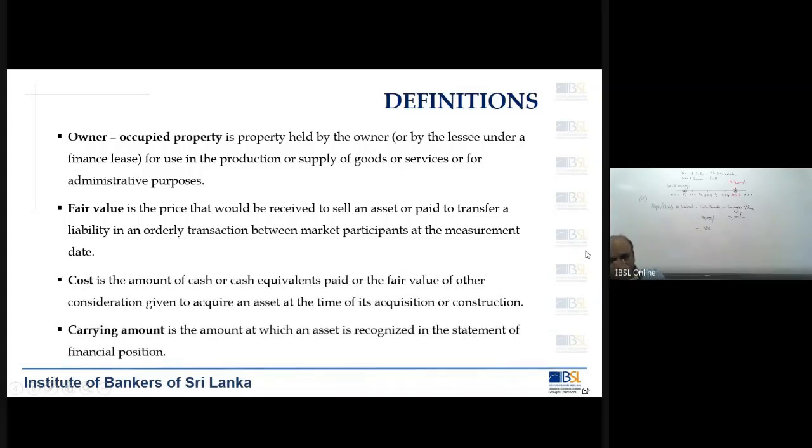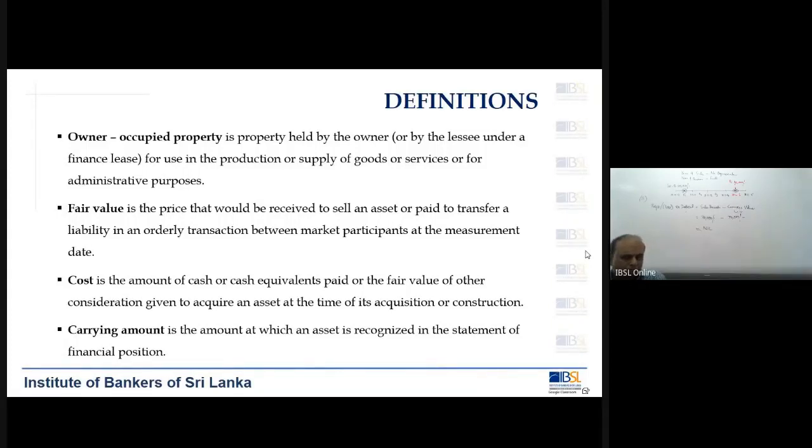So basically, I am not going to go into detail again because the definitions we have already learned under property, plant and equipment, the same will apply here also. Fair value, cost, carrying amount, all three are the same. You can go back and refer to what we learned on LKS 16. The same thing applies here also.